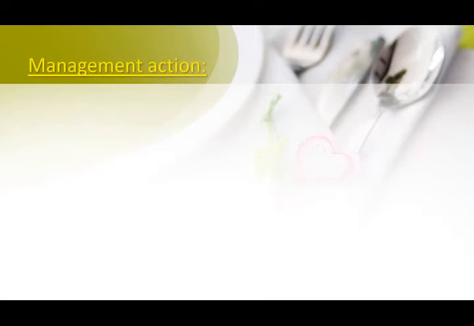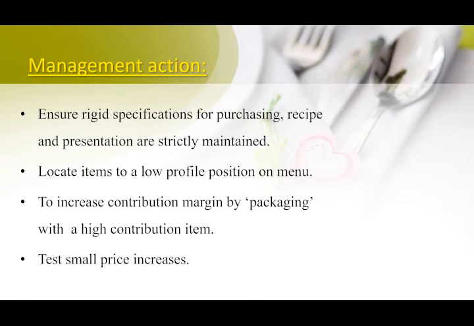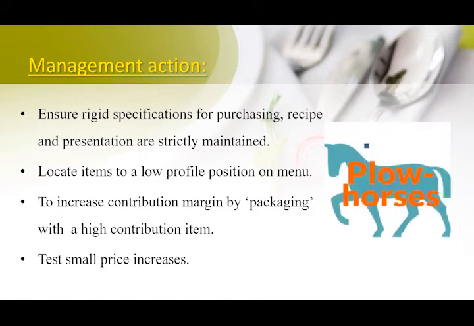There are certain management actions that are supposed to be taken if you identify certain flow horses. What are the actions? The actions can be ensuring rigid specifications for purchase, recipes, and presentations are strictly maintained. Also, we can locate the item in a low profile position on the menu. Next, increase contribution margin by packaging it with a high contribution item, and maybe test a small price increase in the product.